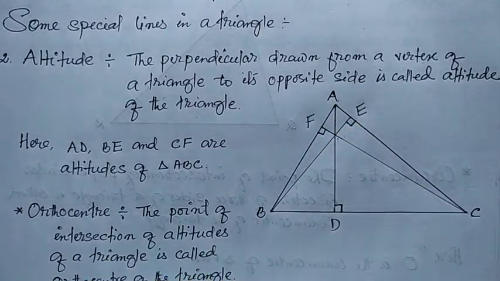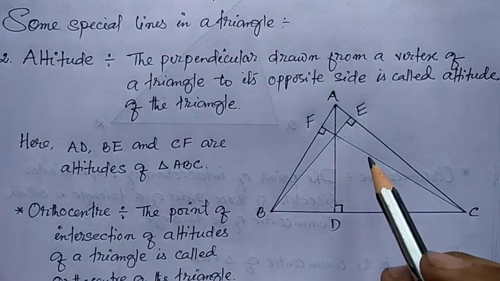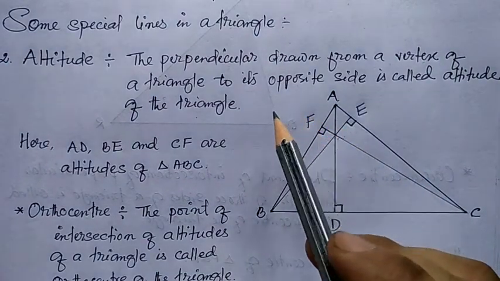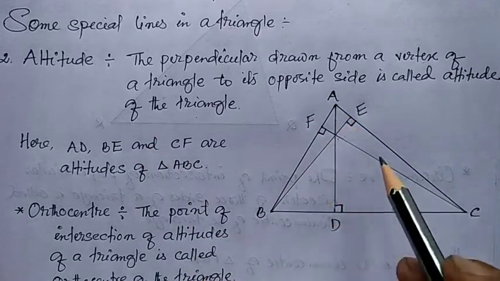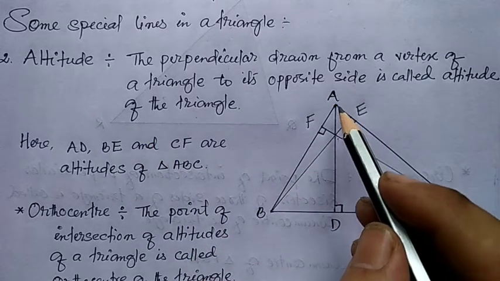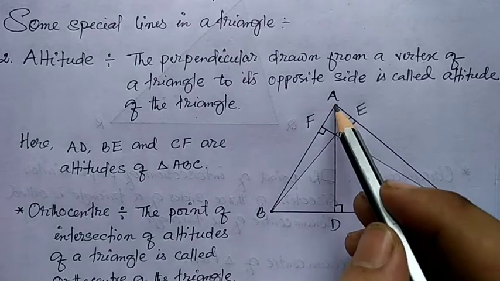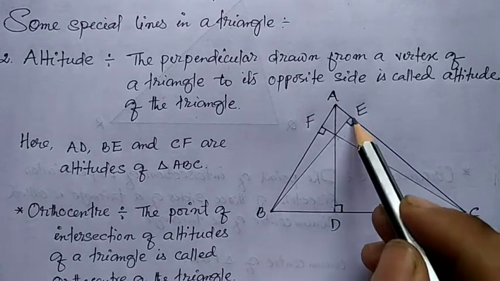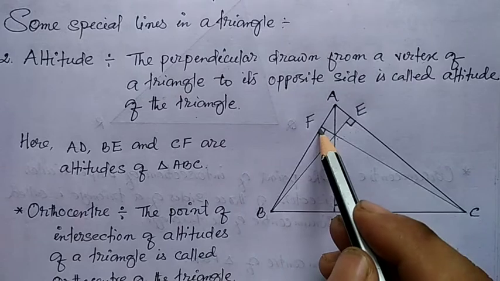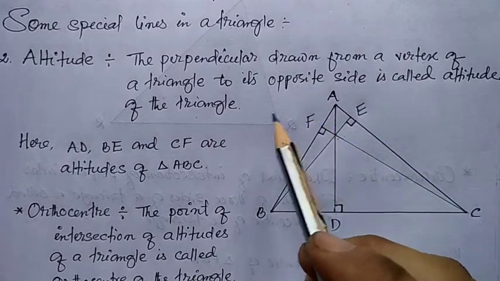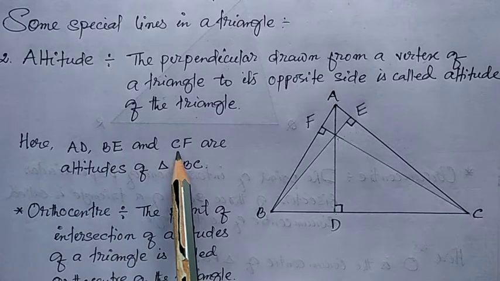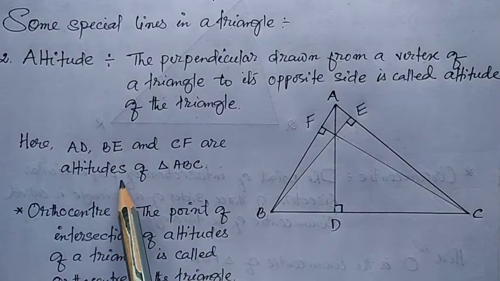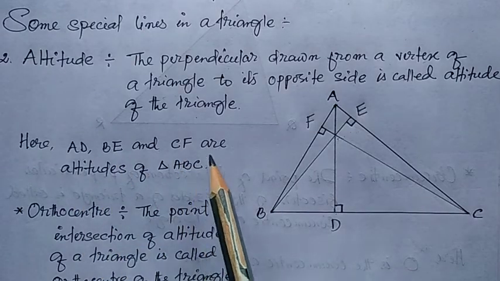So you can see here, three perpendiculars. They are nothing but altitudes. For one triangle, there can be three altitudes. Here for triangle ABC, the three altitudes are AD, BE, and CF. So these are the three altitudes. You can see here, AD, BE, and CF are altitudes of triangle ABC.